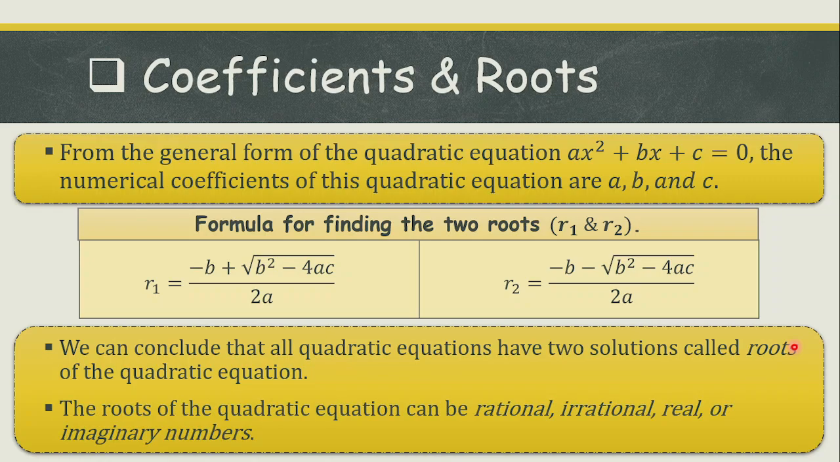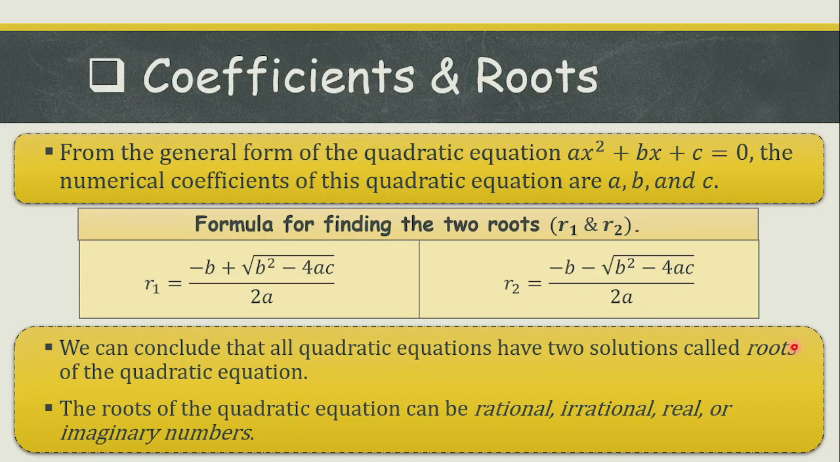The roots of the quadratic equation can be rational, irrational, real, or imaginary numbers. Rational numbers are numbers that include integers, positive and negative integers, counting numbers or natural numbers, and whole numbers. It also includes fractions and decimal numbers. The value of pi is an irrational number. Also under the rational numbers class, it includes the perfect squares. For example, the square root of 9. If you solve the square root of 9, the answer will be 3. So 3 is a whole number, so it is under the rational numbers.